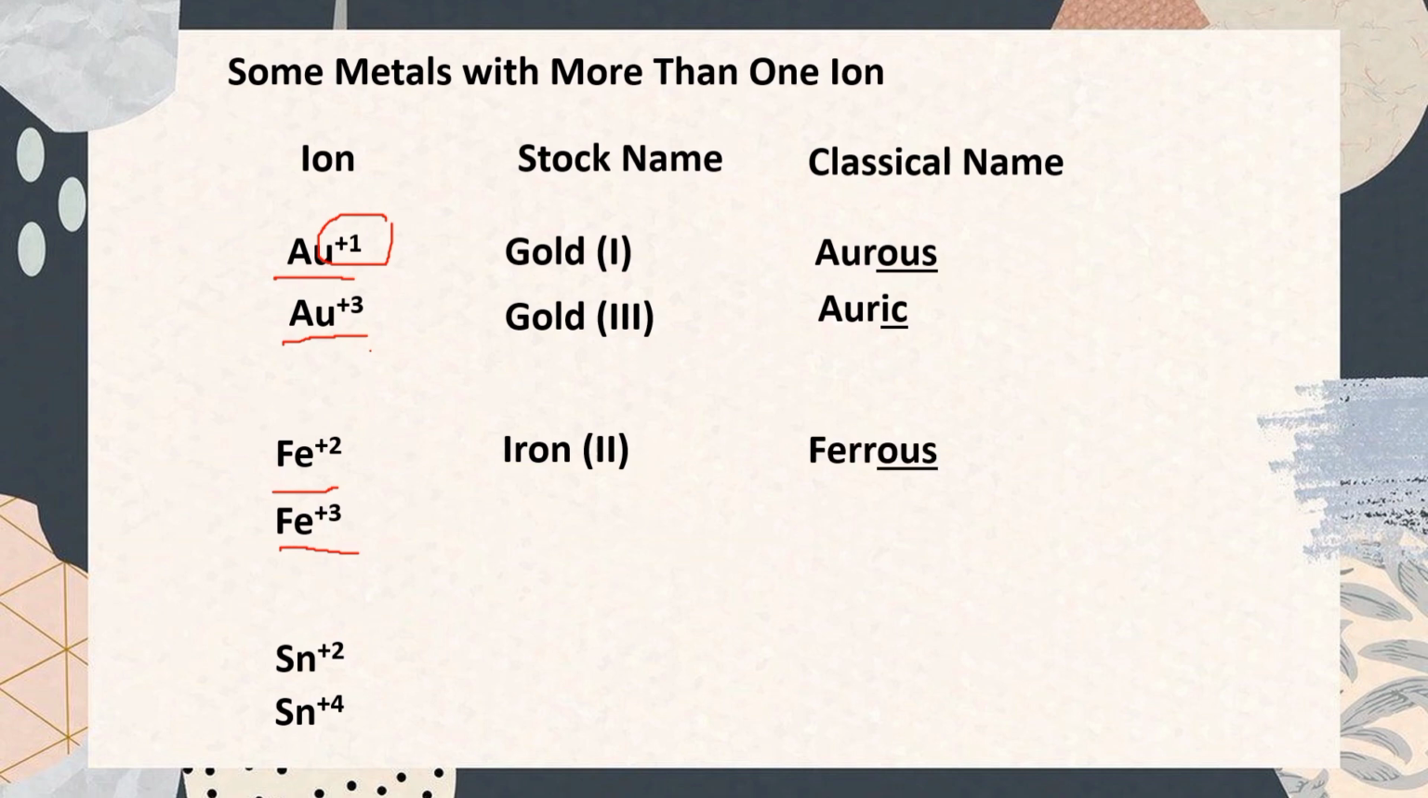How about iron positive 3? What would be its stock name? Yes, it must be iron 3. How about its classical name? If you said ferric, then you are definitely correct. Now, let's move on to the last pair of ions. We have ions of tin.